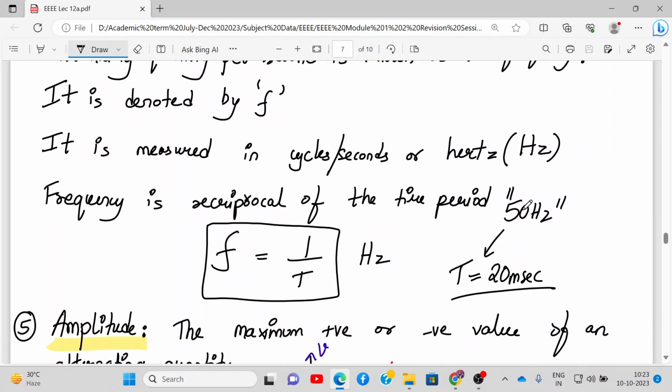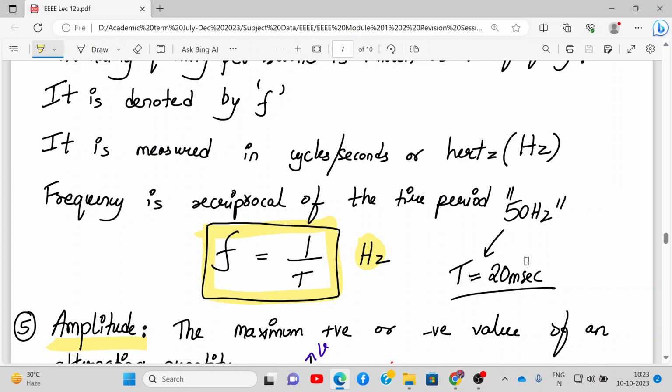So let's say we have an AC signal with a frequency of 50 hertz. That means the time period will be 1 upon 50, that will be 20 milliseconds. So again, frequency is the reciprocal of the time period, and its unit is hertz. It's very important to understand this, as this is a very important relationship.